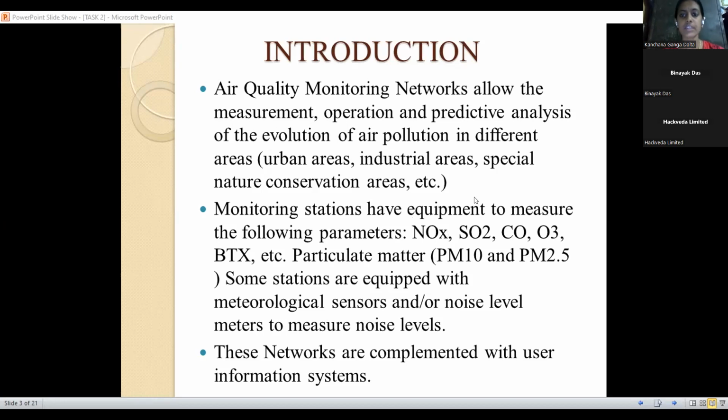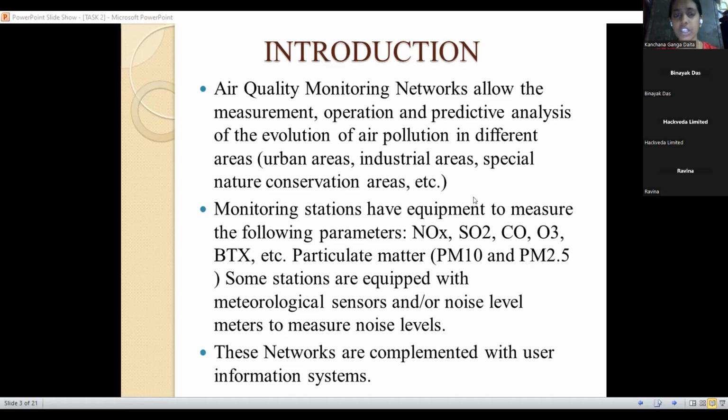Okay. So firstly, what is an air quality monitoring system? It is a system which allows us to measure, predict, or analyze the evolution of air pollution. In today's world, air pollution is one of the major concerns everywhere. So we have to know what chemicals and gases are present in the air, what levels we need to have, and if they are under or over those levels, we need to take certain measures to keep them at their proper level. So it is always required in urban areas, industrial areas, special nature conservation areas, etc.